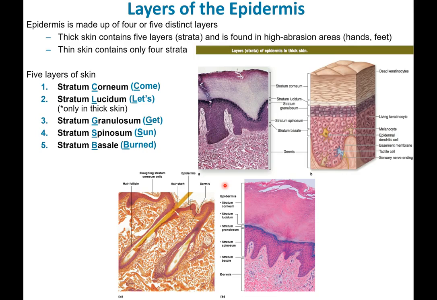For example, when we compare the two photomicrographs below, we can see that the image on the right has many more layers of dead, keratinized, and flattened cells in the stratum corneum, compared to the image on the left, whose stratum corneum is much thinner, with fewer layers of dead keratinized cells.